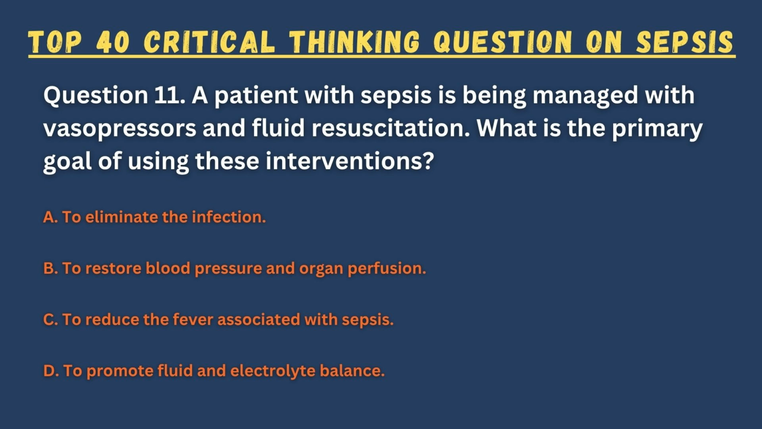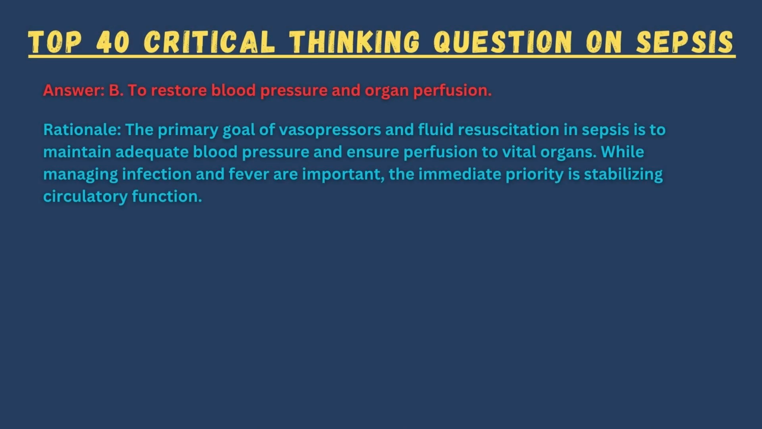Question 11. A patient with sepsis is being managed with vasopressors and fluid resuscitation. What is the primary goal of using these interventions? A. To eliminate the infection. B. To restore blood pressure and organ perfusion. C. To reduce the fever associated with sepsis. D. To promote fluid and electrolyte balance. Answer: B. To restore blood pressure and organ perfusion.